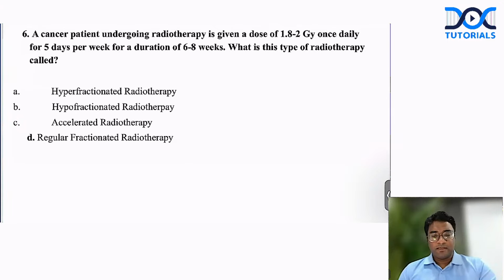Sixth question. A cancer patient undergoing radiotherapy is given a dose of 1.8 to 2 gray once daily for 5 days per week for a duration of 6 to 8 weeks. What is this type of radiotherapy called? Can you tell me what this is?